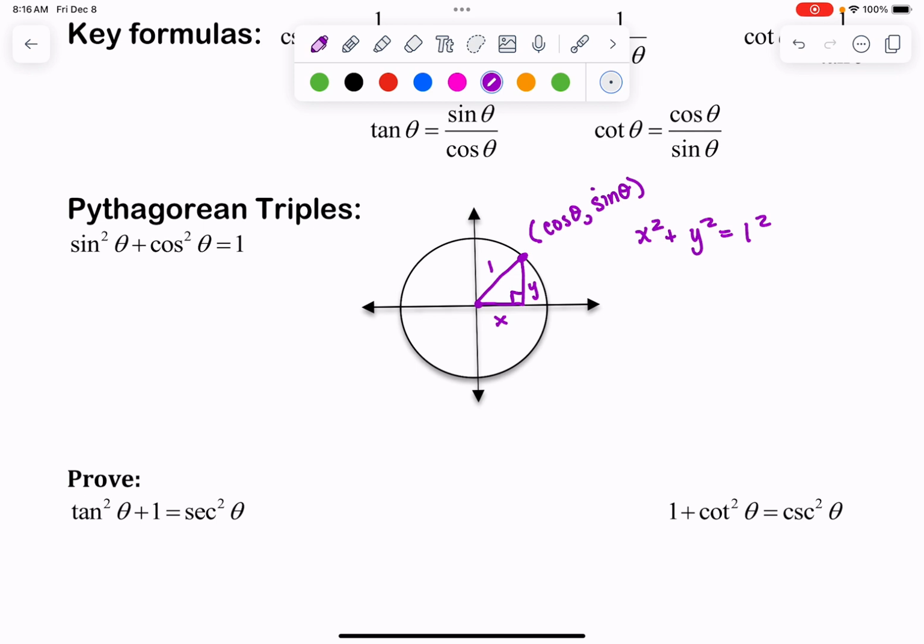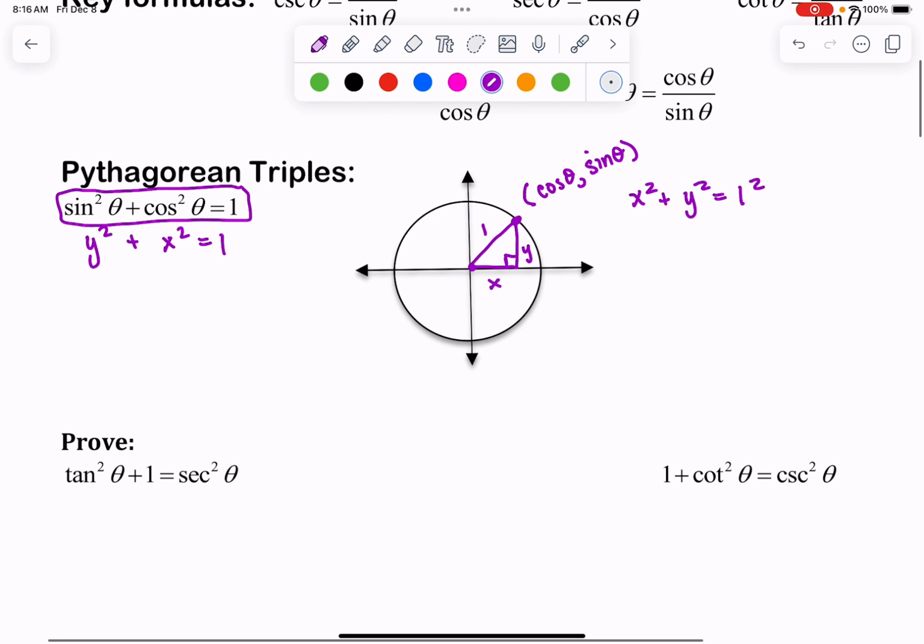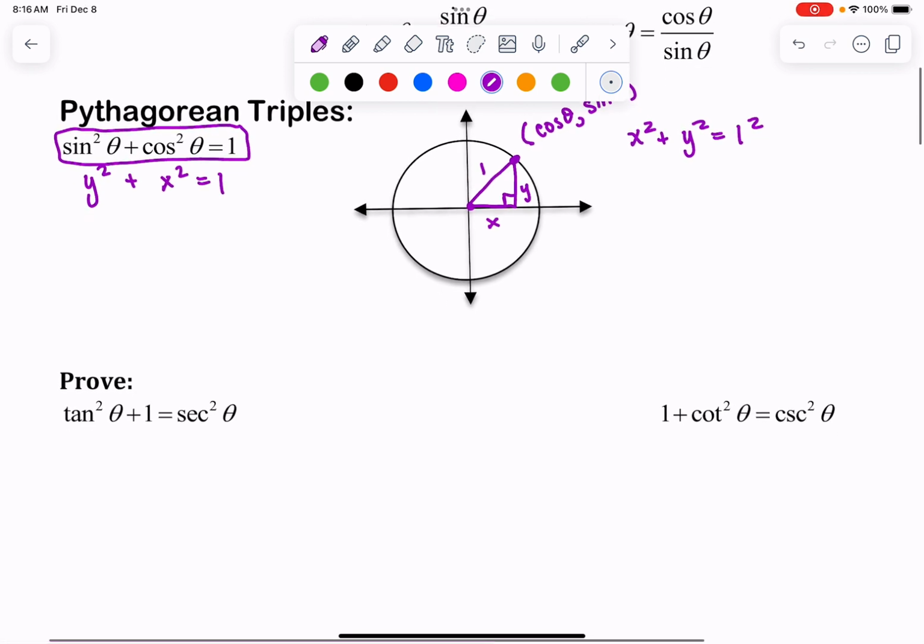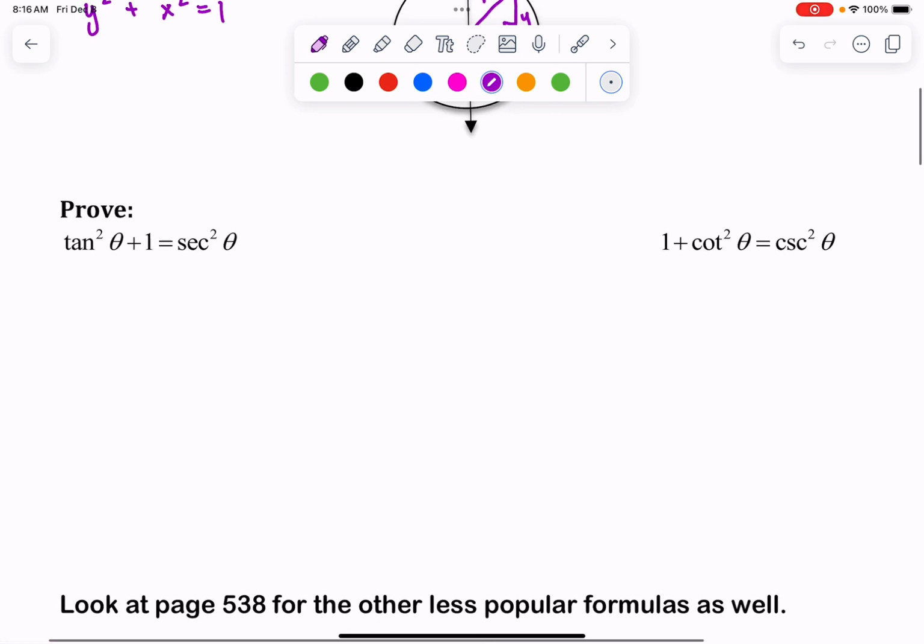So now we can replace, and we get y squared plus x squared equals 1. And so we can see from there, I have our first trig identity: sine squared plus cosine squared equals 1. Now from that, we can prove our other two Pythagorean identities, and that is that tangent squared plus 1 is equal to secant squared, and 1 plus cotangent squared is equal to cosecant squared.